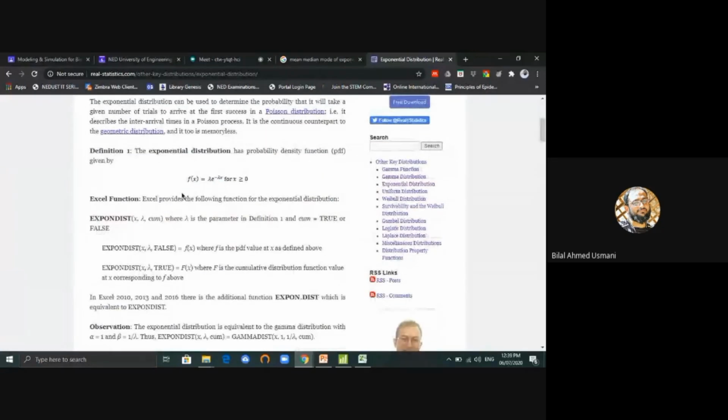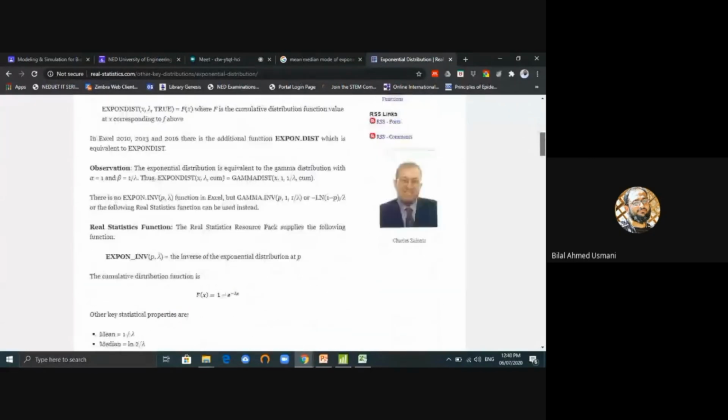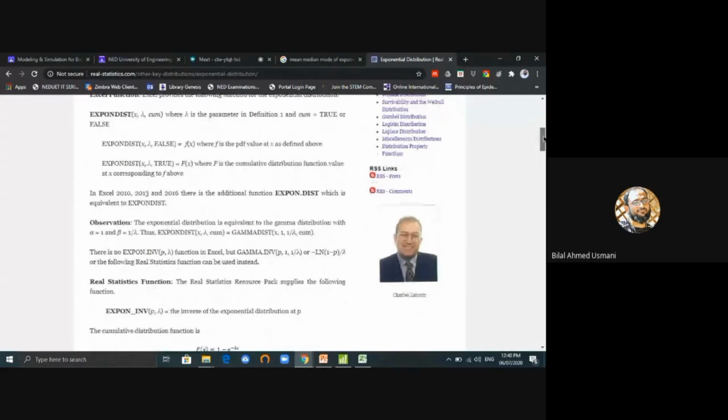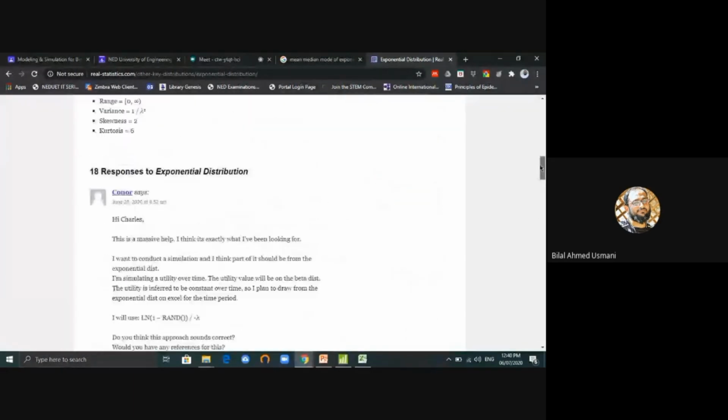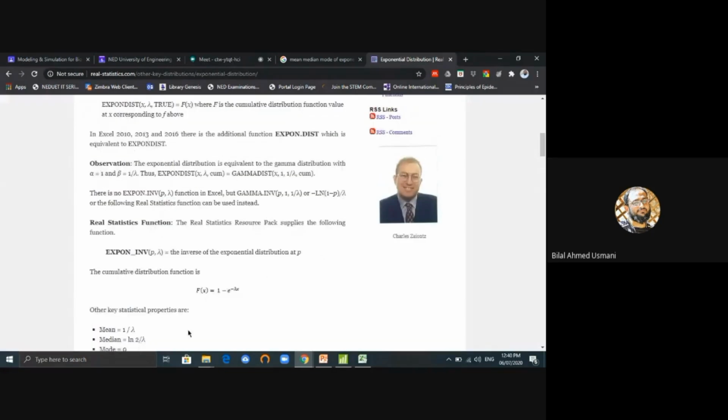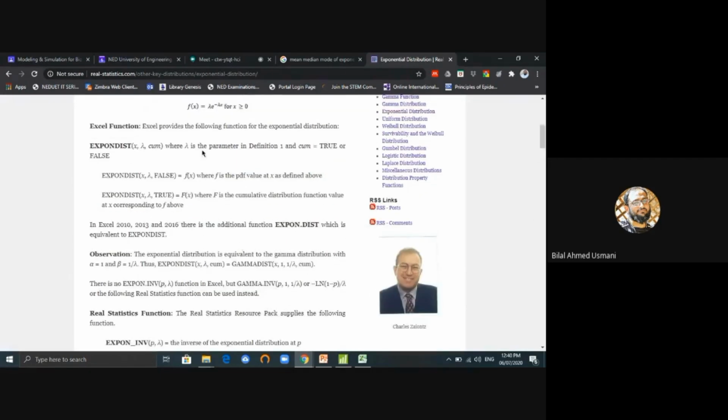So this is the exponential distribution. It is the probability density function of the exponential distribution. How can we calculate the PDF? How can we calculate the CDF? There are some functions given over here. You can apply this function in MS Excel. These are the properties. Mean is 1 upon lambda. Median and mode are like that. Range is between 0 and infinity, so it is bounded below and unbounded above. The cumulative distribution function is 1 minus e to the power minus lambda x. Excel also provides the following function for the exponential distribution.